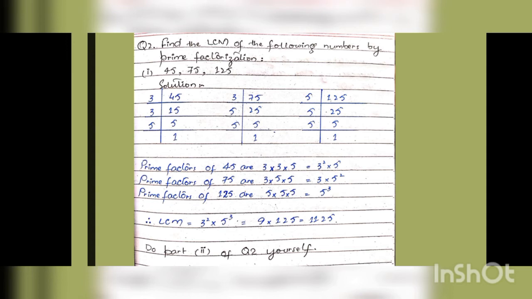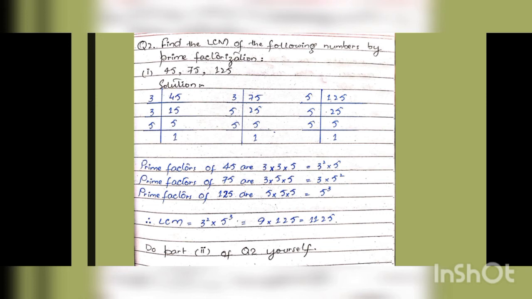So prime factors of 45 are 3 into 3 into 5. Because we have two 3s here, we can write it as 3 raised to the power 2, into 5 as it is. And prime factors of 75 are 3 into 5 into 5, there are two 5s, we can write it as 5 squared. Then prime factors of 125 are 5 into 5 into 5, which equals 5 raised to the power 3.